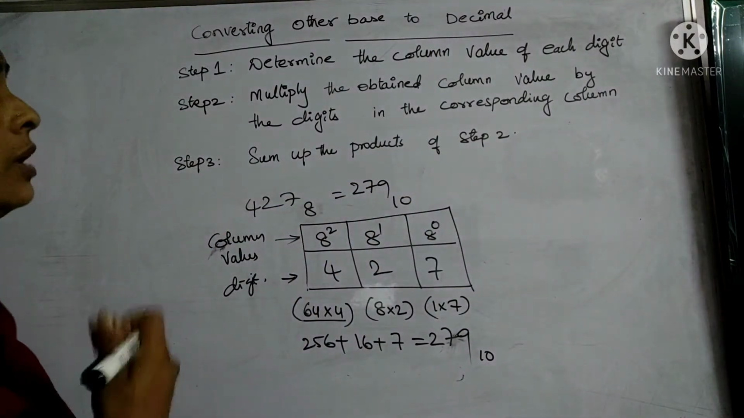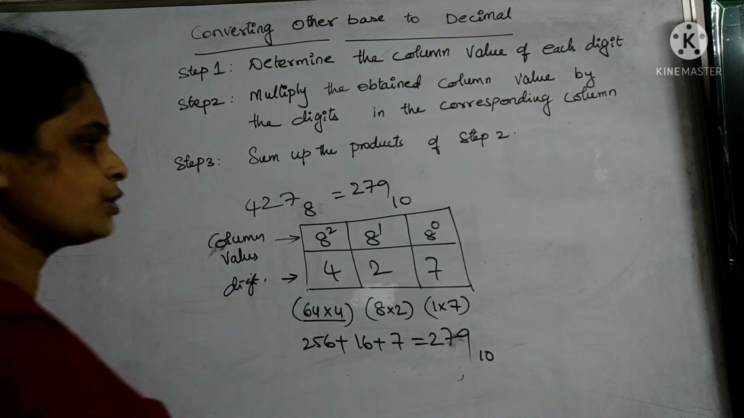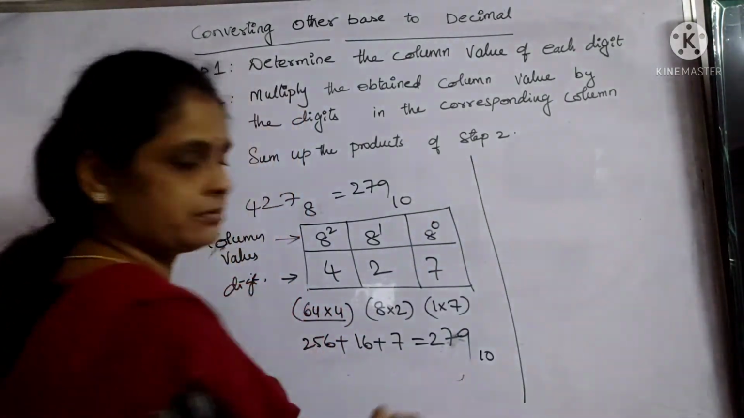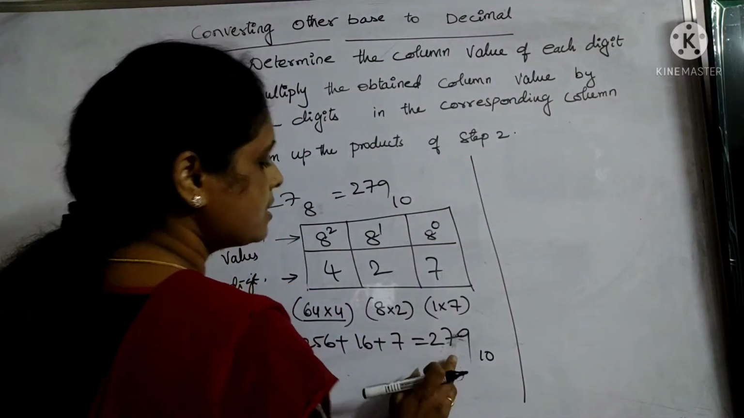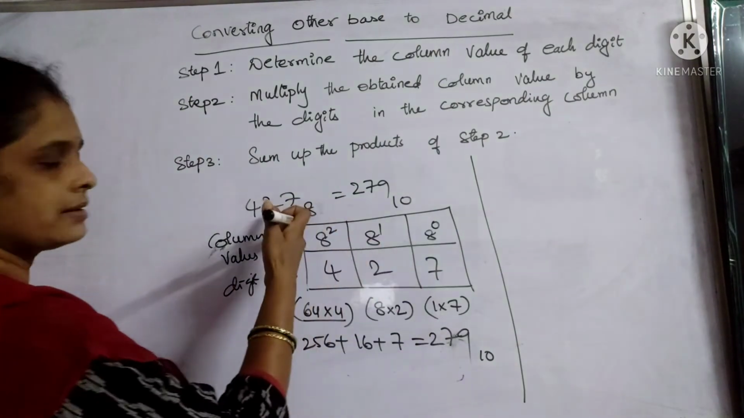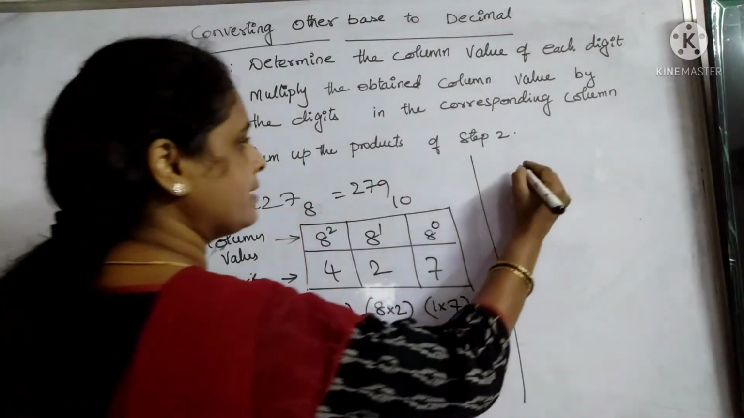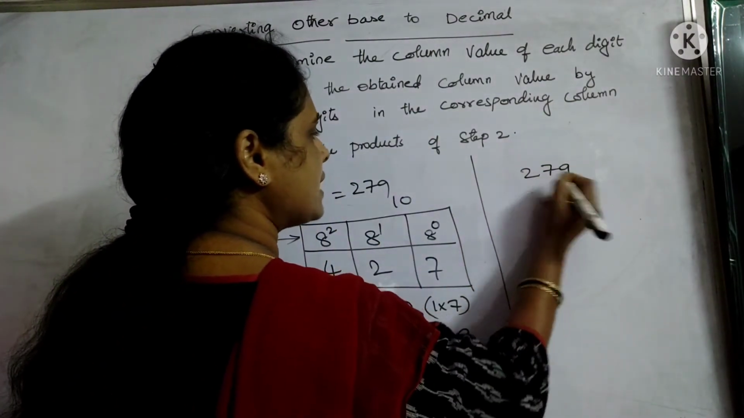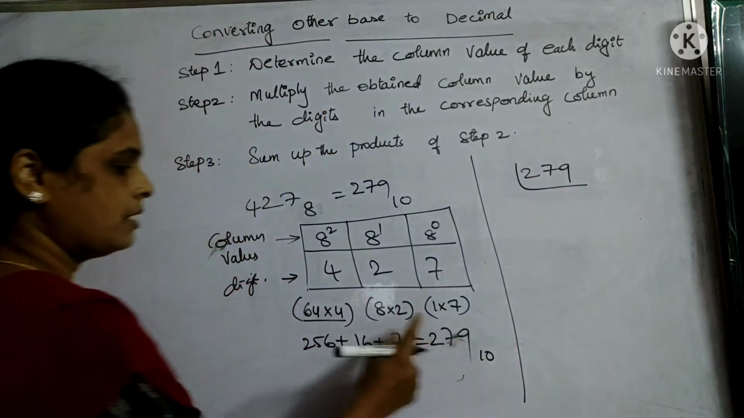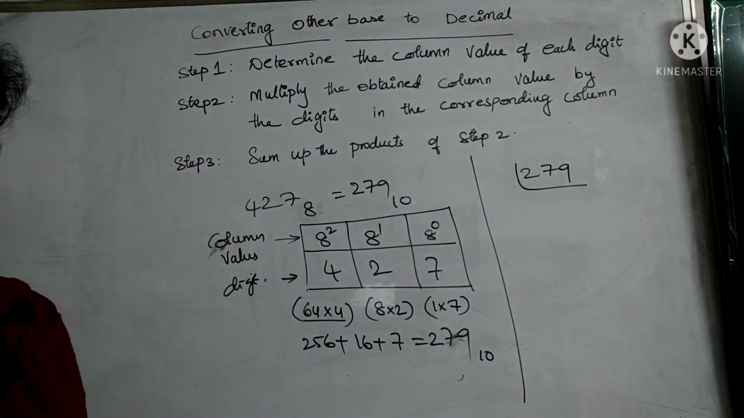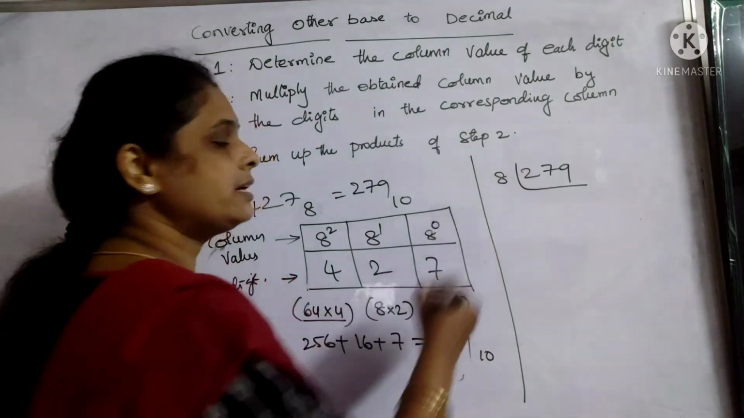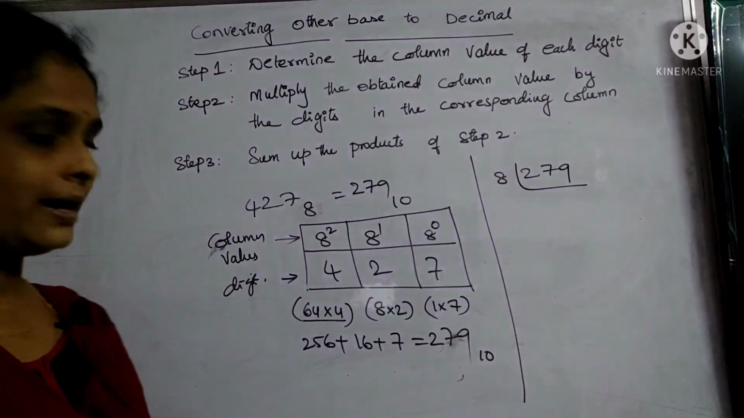Now, we'll cross check the same. How to cross check? I wanted to verify. Verification is done something like this. Go from the right hand side to get the left hand side. What is there on the right hand side? 279 base 10. I want to convert it to base 8. So obviously what do we do? I'll divide it by 8.